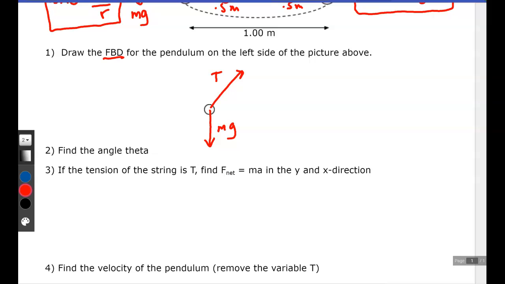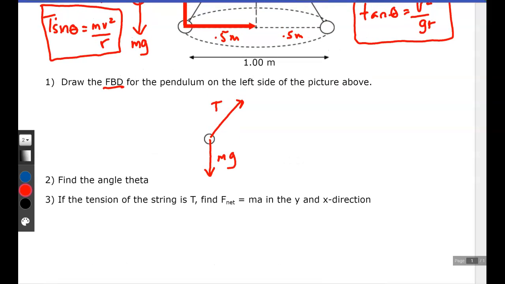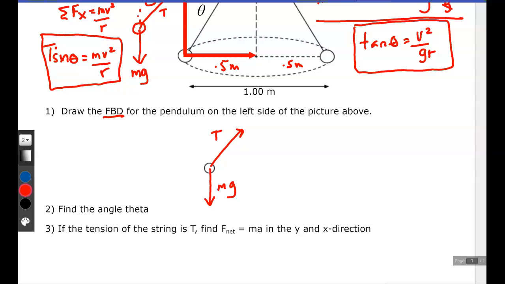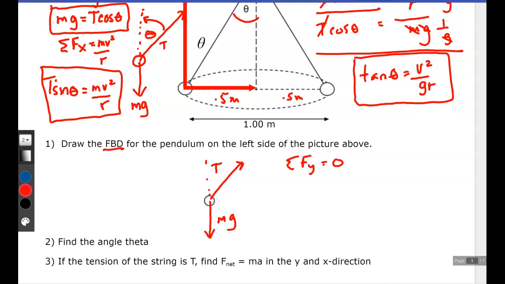What's the angle theta? Well, let's do it again. We know that the sum of the forces in the y direction equals 0. There's no y acceleration, so we already established that this is theta, because that was, we were told, theta. So what is the up force? The up force equals the down force, so this is T cosine theta. We use cosine because of the angle we're given. The up force equals the down force.